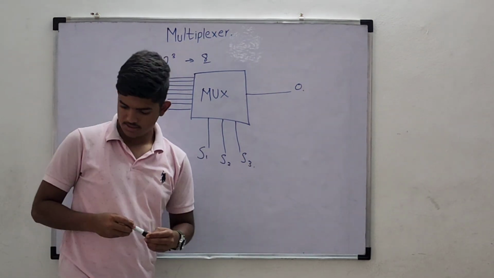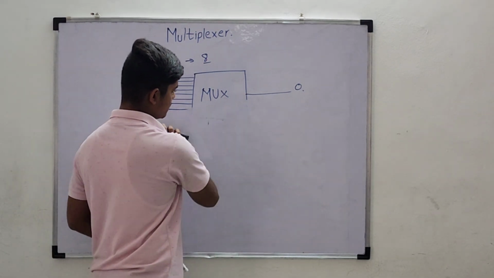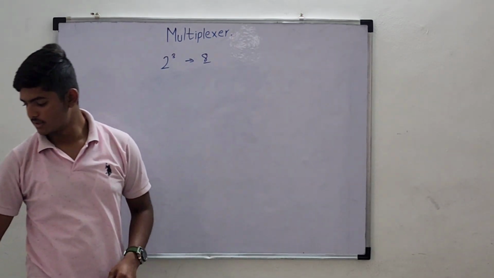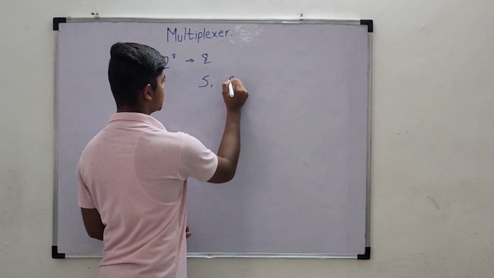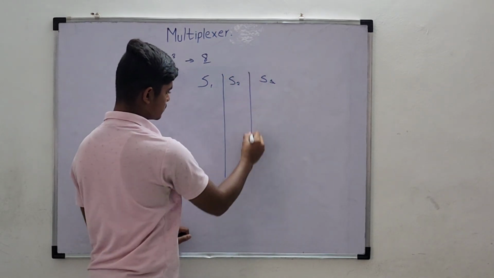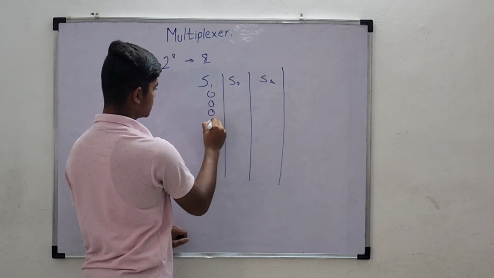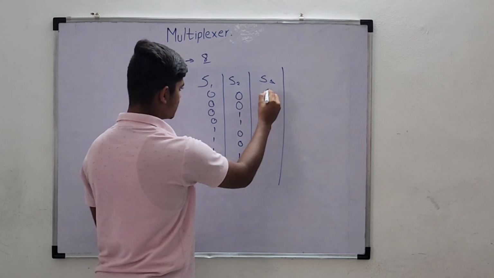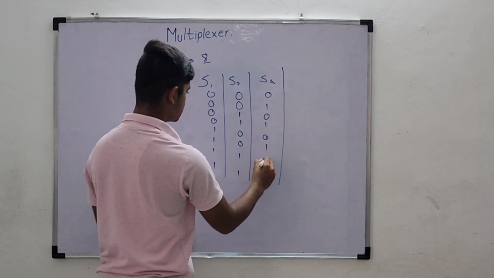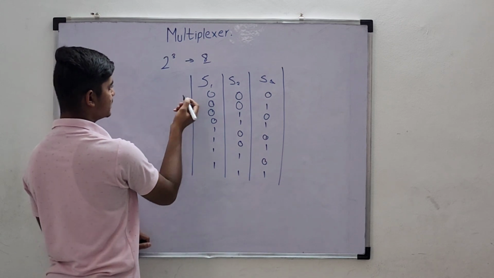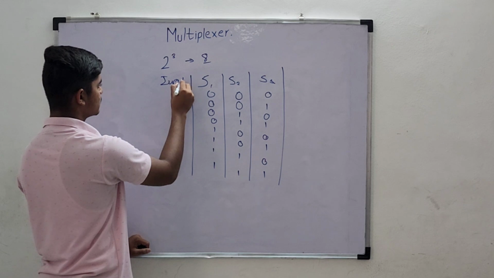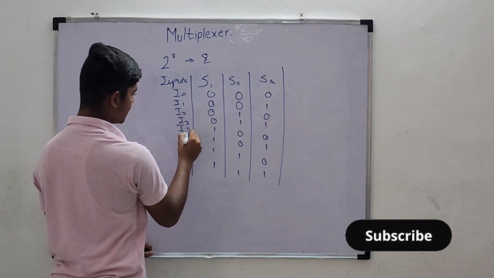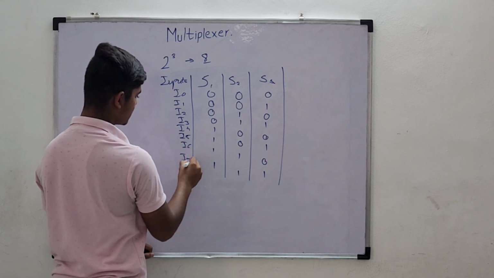Let us draw the truth table, which is our second step. Our truth table will be of the selectors. There are 3 selectors, S1, S2 and S3. The pattern is 4 zeros, 4 ones, then 2 zeros, 2 ones, 2 zeros, 2 ones, then 0 1 0 1 0 1 0 1. On the side you have to write the inputs. Our inputs are I0, I1, I2, I3, I4, I5, I6 and I7.